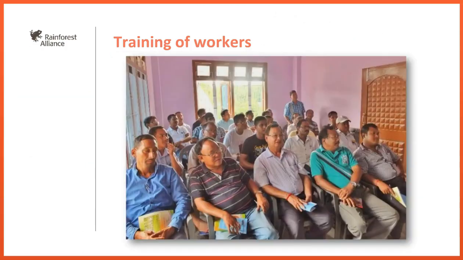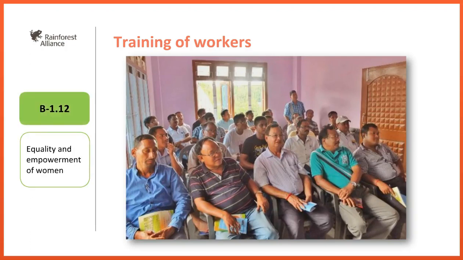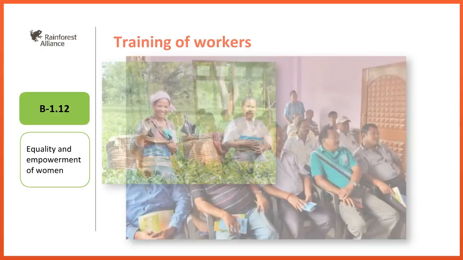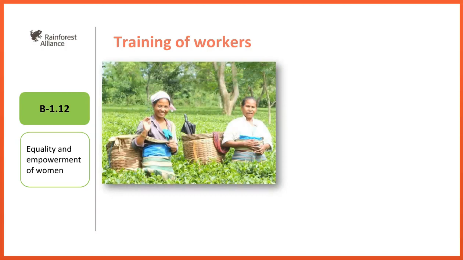This is a picture of a training session. Do you notice anything? Yes, the participants are all men. Criterion B 1.12 says that the farm needs to support the equality and empowerment of women by providing equal access to products, services, training, and education.